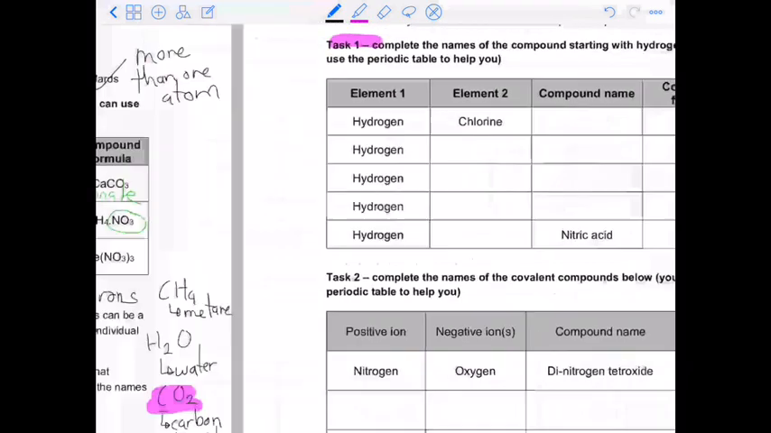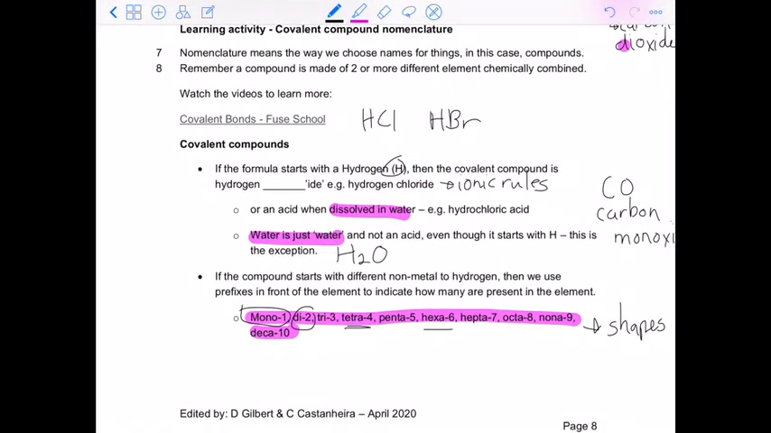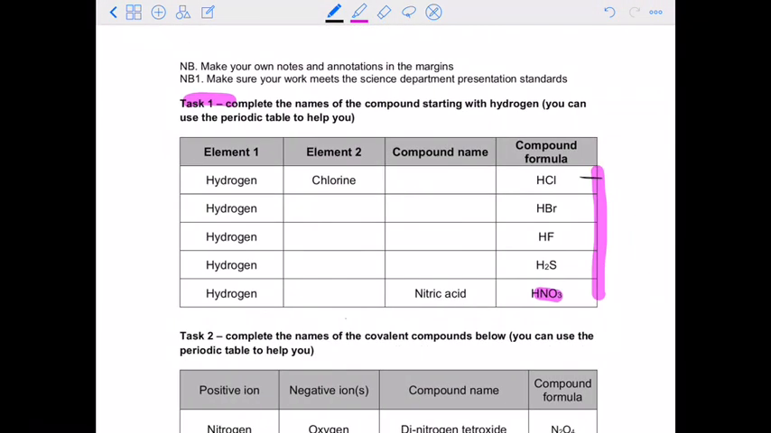So as you remember from the previous page, when it starts with a hydrogen, you do hydrogen chloride. So you change the ending to "ide." So hydrogen chloride. This one would be hydrogen, and S is sulfur, so hydrogen sulfide. So fill them all in and then check the answers in a minute.